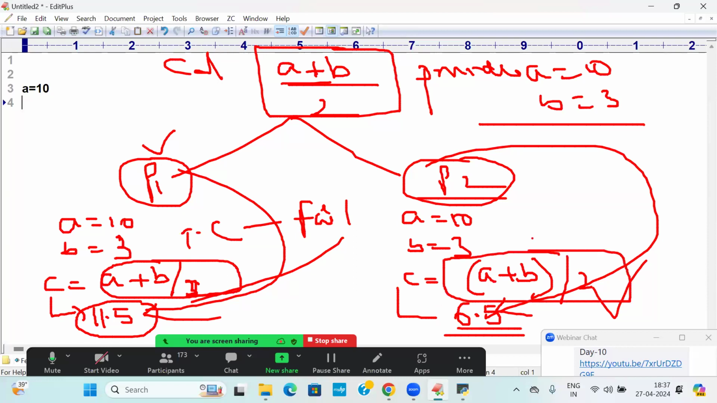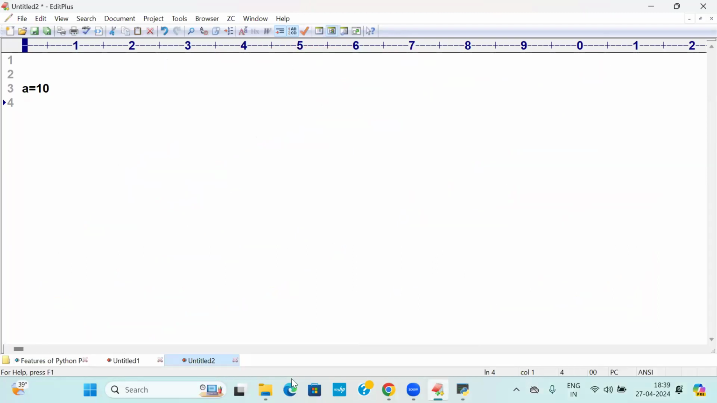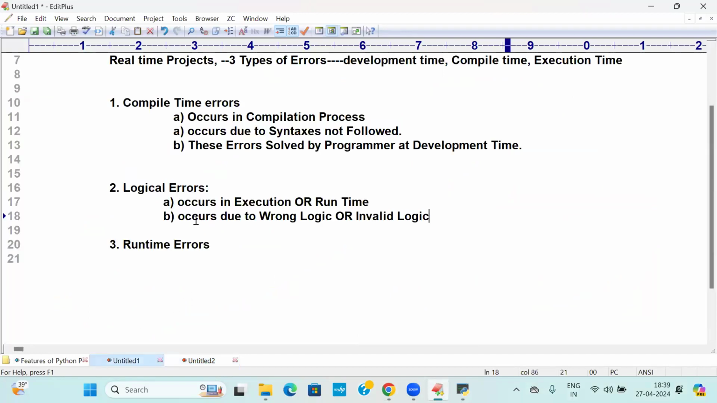Correct representation of the logic gives you what? Consistent results. That is called correct results will be coming. I hope you are following, students. Let us come back to my explanation.